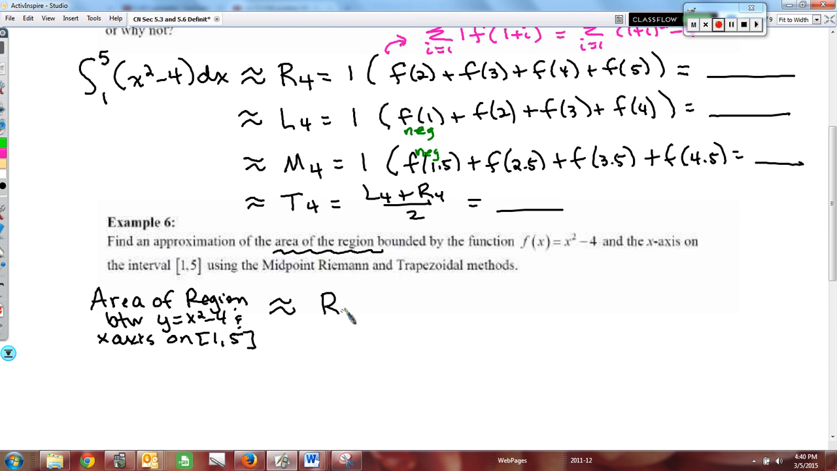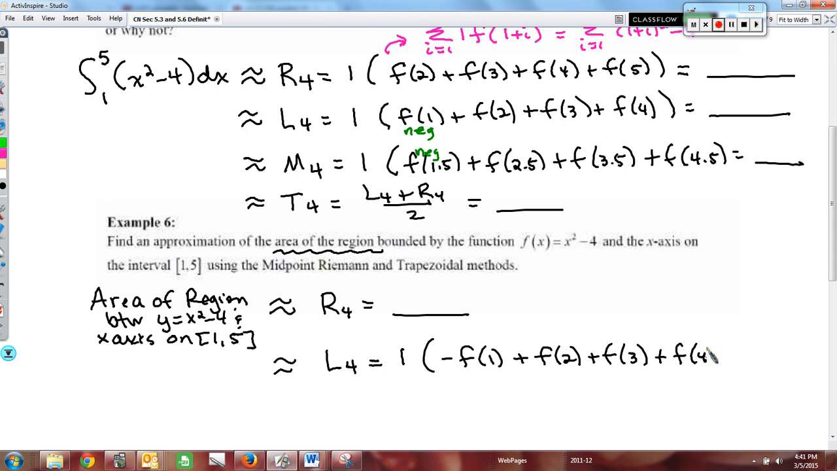Now I can use the same R4 from above. I'm not going to rewrite it, we'll just import it. What would happen though to my L4? The problem is that that's a negative value, and I don't want that, because area is always positive. So basically all you need to do is take the opposite of the value that's negative and then combine it in. The rest of them are okay because they were positive.